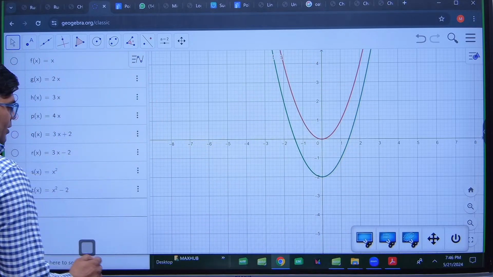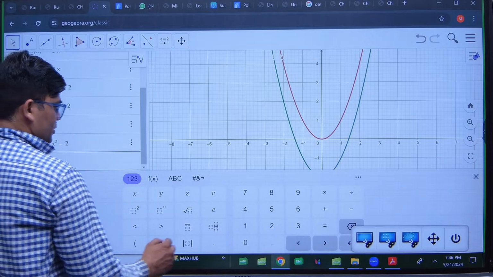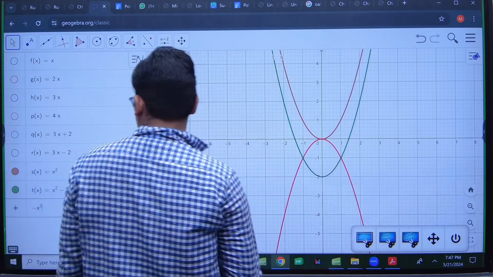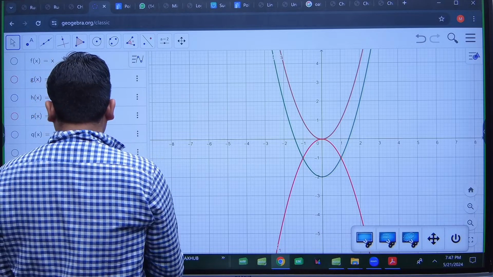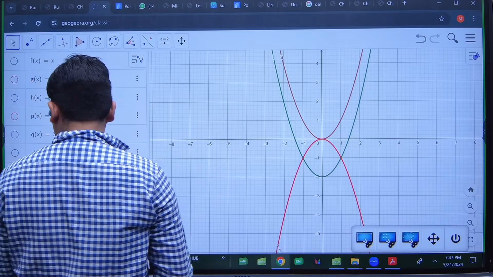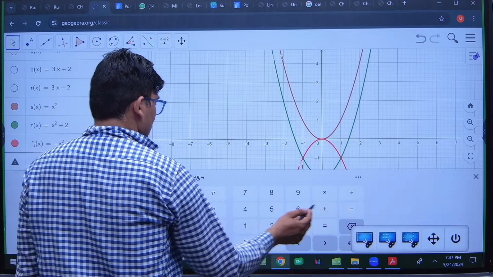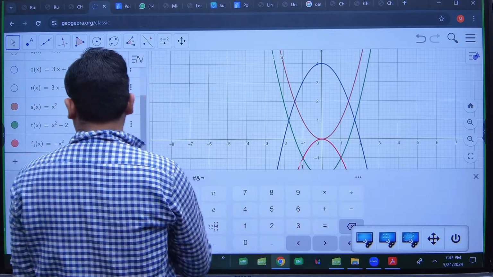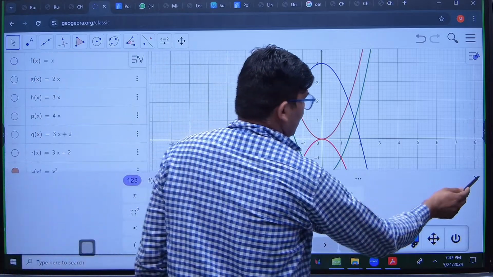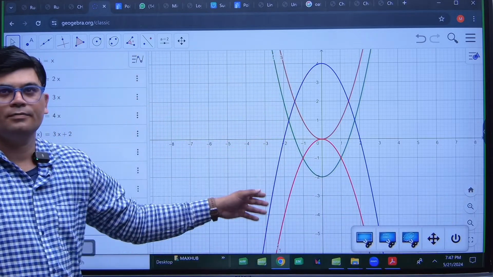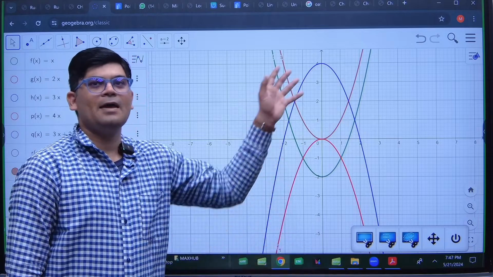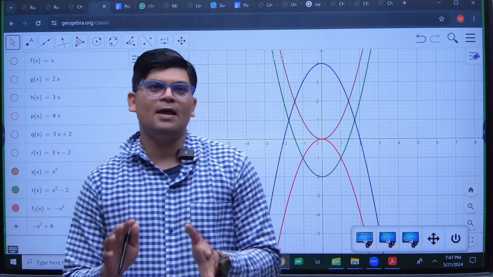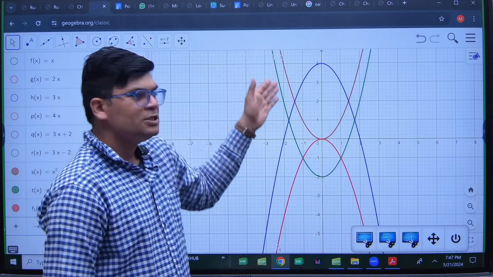Okay, it can. If I draw the graph of y is equal to minus x square, see this. And if I draw the graph of minus x square, what is this curve called? Parabola. It is a parabolic path. Quadratic is a parabola. You see, this graph is okay.